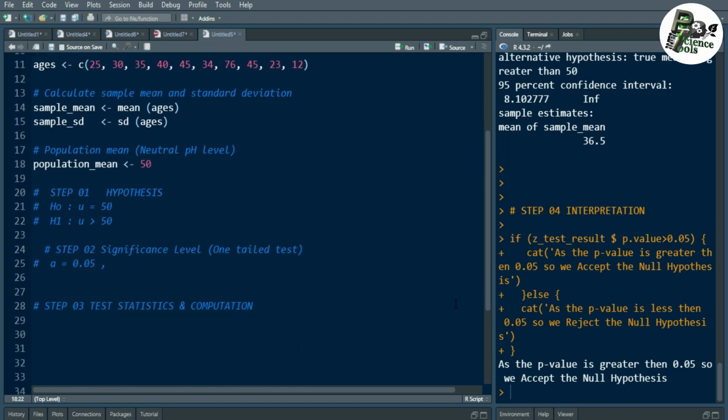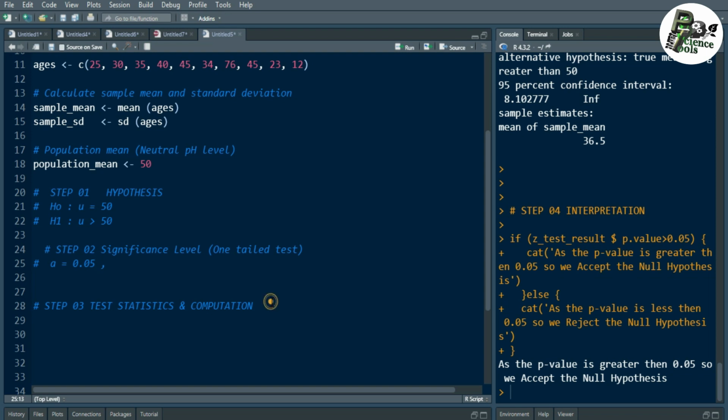Now we will move towards our second step, which is the significance level. Most of the time the significance level is not given in the question, but we can assume alpha is equal to 0.05. In the case of the one-tail test, alpha should remain 0.05, but in the case of the two-tail test, we may divide alpha by 2, so it would be 0.025. If it is given in the question, then we will use that, but in this case it is not given, so alpha is equal to 0.05.